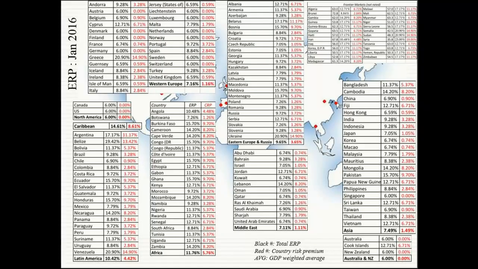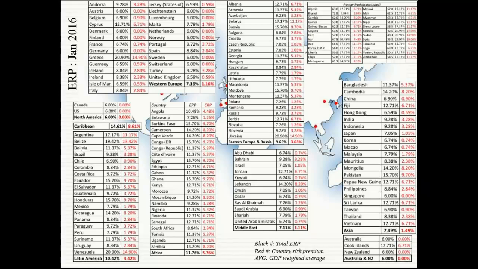So here's what the world looks like. On January 1st, 2016, the world looked like this to me. Pick any part of the world that you're familiar with, take a look at how different the numbers are. Let's take Latin America. Brazil is now at a 9.28% equity risk premium. That's assuming that the rating-based spread is right. If I go to the CDS spread, Brazil's at 11, 12, 13% probably.